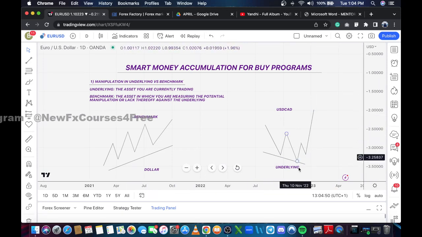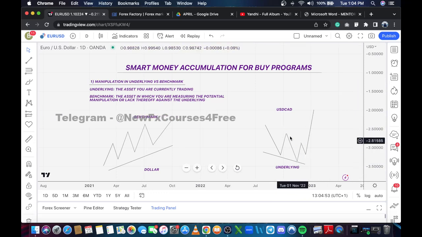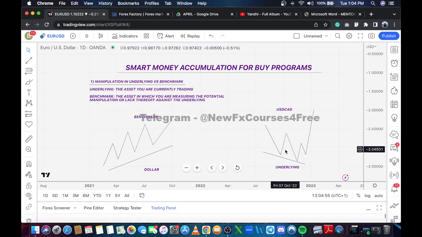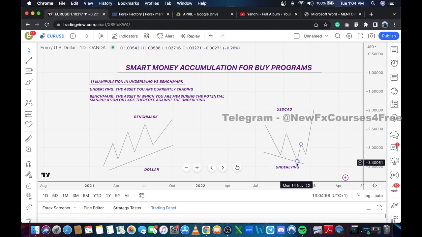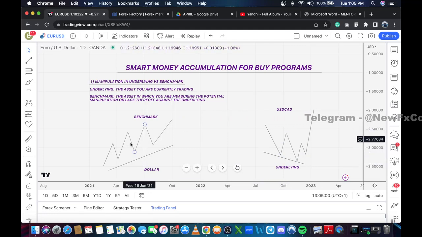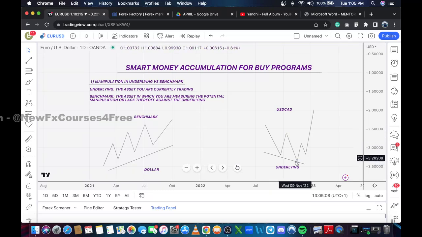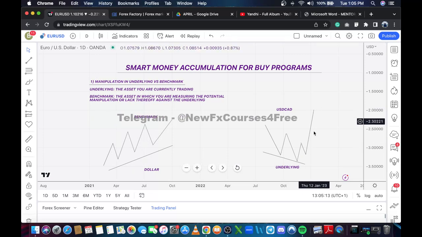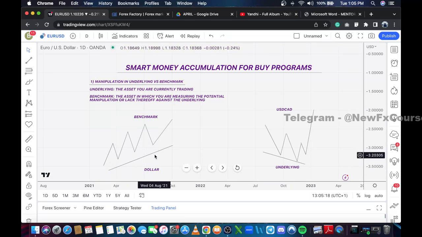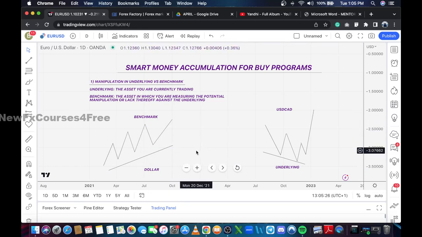So if we see USD CAD run lower and then we see price trade back up into premium after running to an intermediate-term low, we don't say that's a continuation lower, because we already have a clue from the benchmark that we're seeing higher prices. So this run lower was simply a run down into discount to accumulate sell stops and then reverse the delivery of price entirely into bullishness. This is another form of smart money accumulation for buy programs. This is classic smart money accumulation for the buy program.